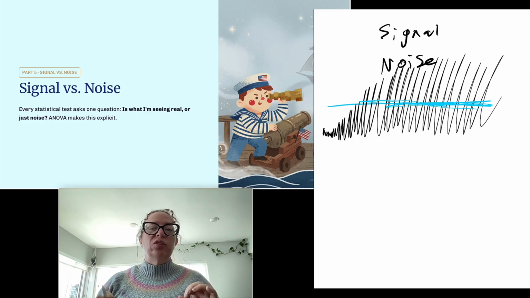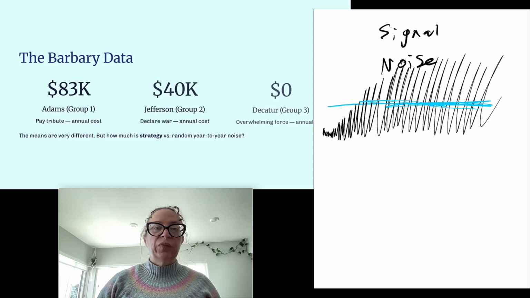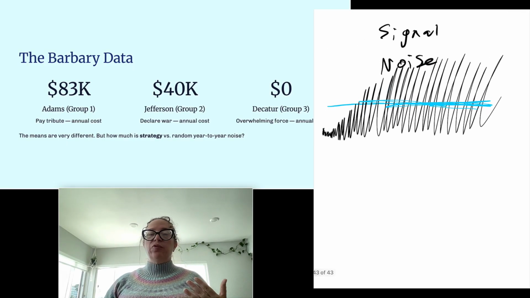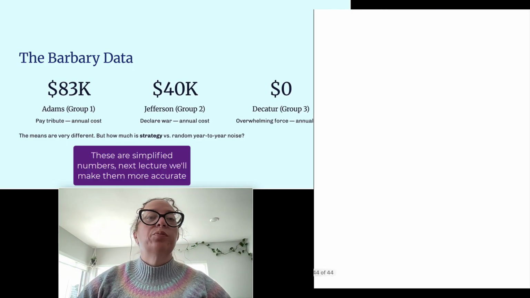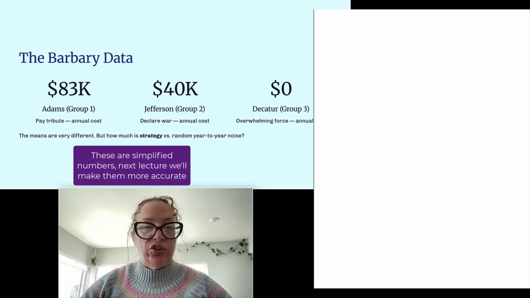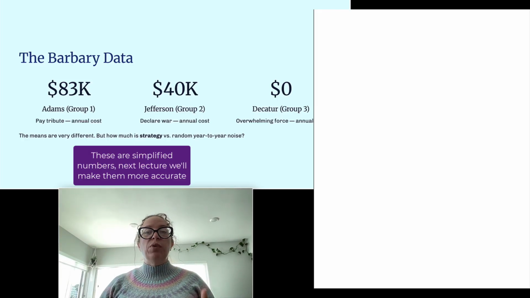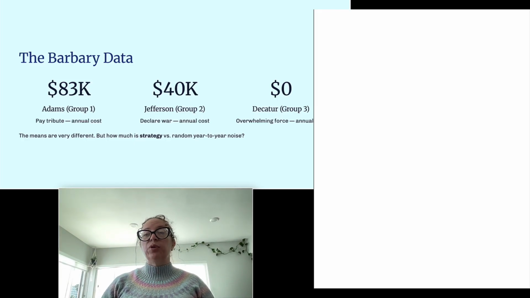So ANOVA makes this question completely explicit. It doesn't hide the logic in formulas, it puts the logic right in the structure of the test, and we'll go through that. All right, so let's look at the setup for our test. You have 3 groups of American diplomatic strategies spanning different eras. You measure the annual cost of Barbary piracy to American commerce under each strategy.